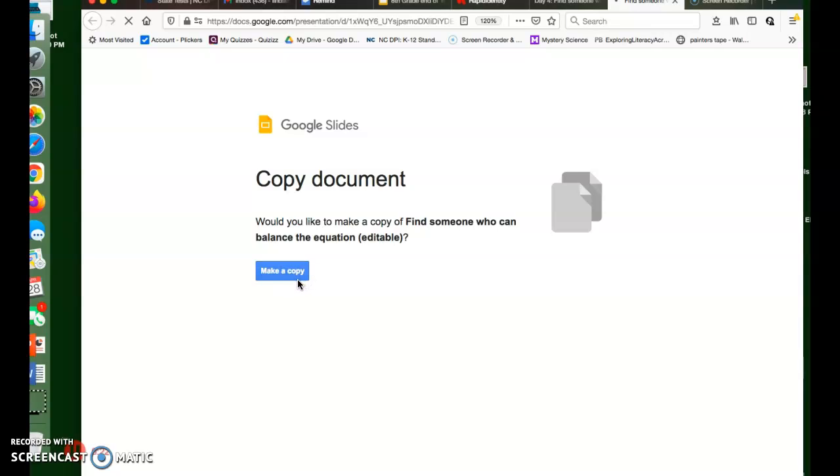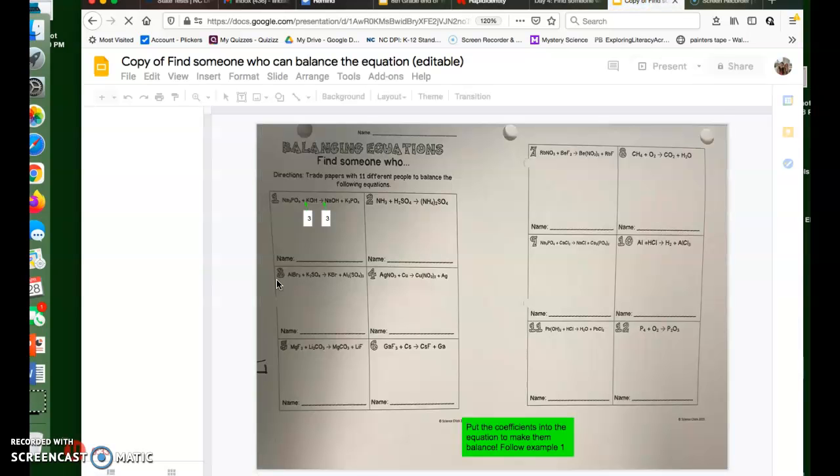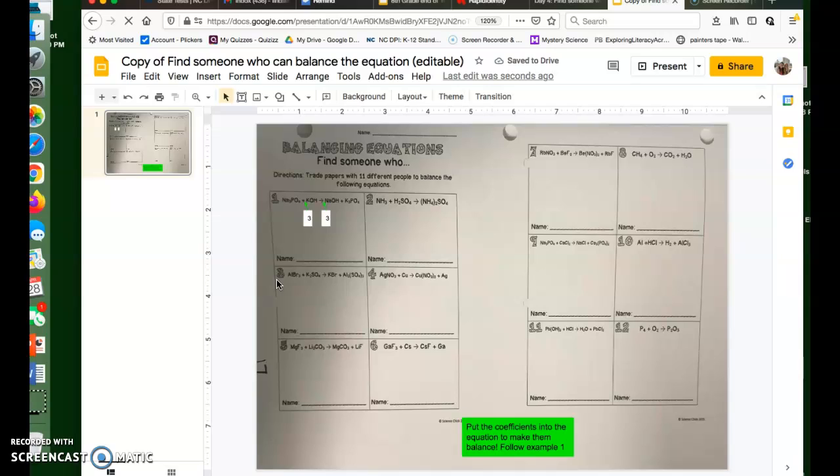For some reason, my computer is having issues opening the copy, which is weird. There we go. So you are going to have to put the coefficient into the equation to make them balance. You're going to do this by adding little arrows, just like I did, and boxes to put your numbers in. So in an ideal world, you'd be able to write this all out, but instead you're just going to make these boxes. Here's how you do it.